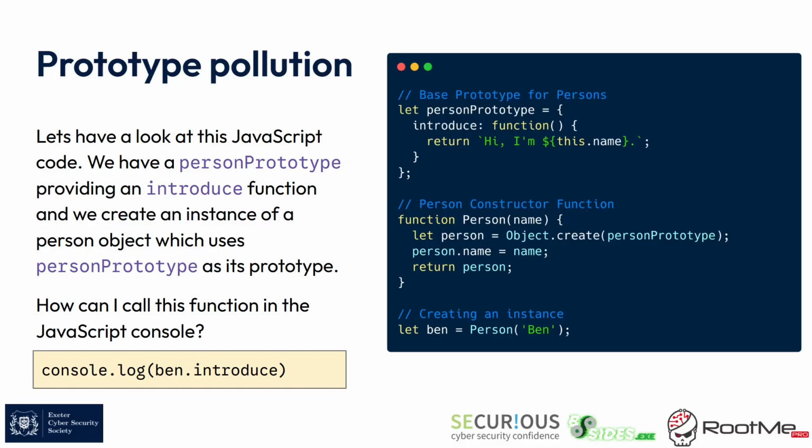Okay, so now that we have covered the 4 concepts I showed earlier, we can have a look at what the prototype pollution vulnerability is and what it does. So let's have a look at this JavaScript code.